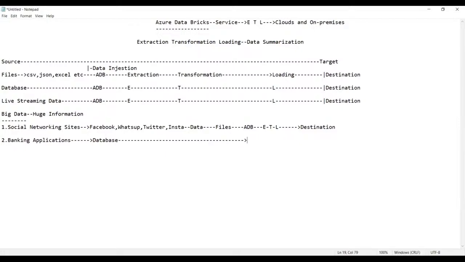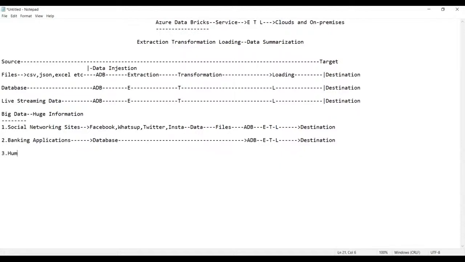Again, the same process. Using ADB, Azure Databricks, we perform the job of extraction, transformation, and loading. And finally, once we load it, ultimately it will be sent towards the destination.